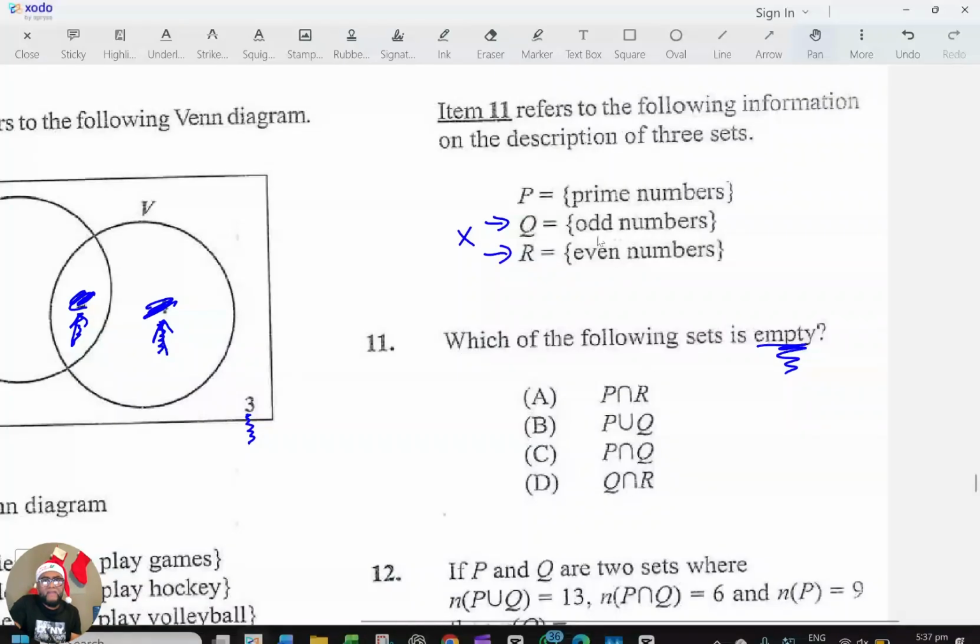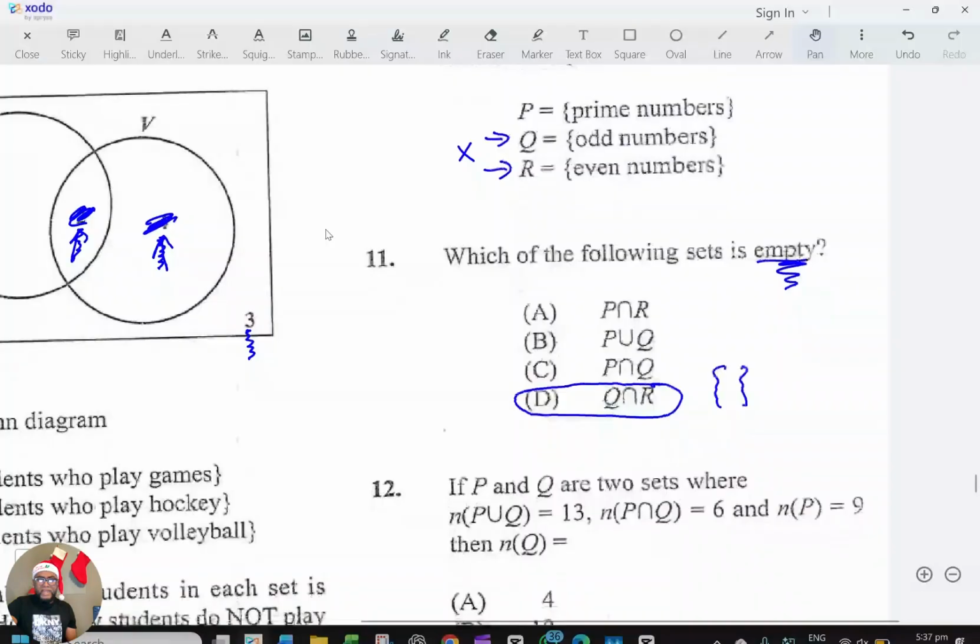And then Q intersect R. Are there any odd numbers that are even? No. So my answer would be Q intersect R. That's the only set that would be empty. There are no numbers that are odd and even at the same time. Are we clear here, my children?